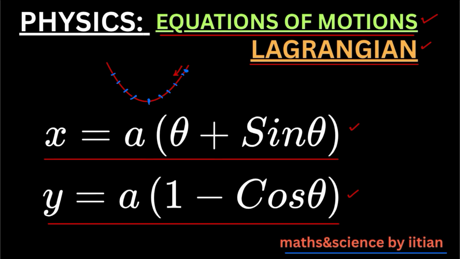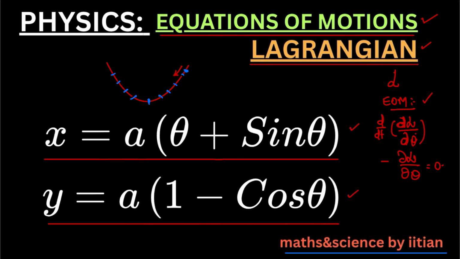If L is a Lagrangian, if the Lagrangian is denoted by this L, then the equation of motion, that is called EOM, can be found by d by dt of dL by d theta dot, or you can say the partial derivative dou L by dou theta dot, minus dou L by dou theta is equal to 0. This is the equation of motion.